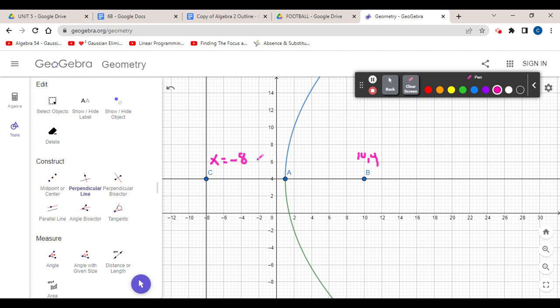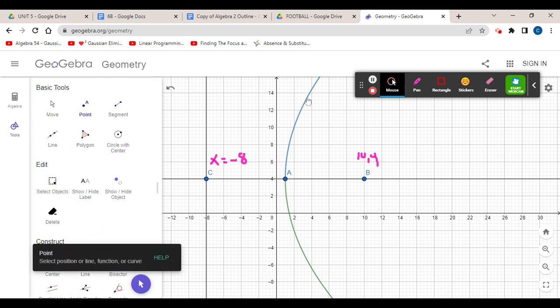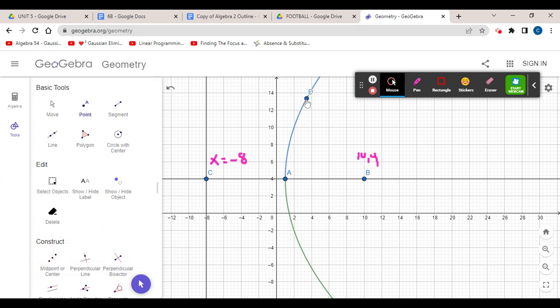Now to prove it, like we kind of did back in the 5B notes, we'll plot a point on this graph. I'm going to go to my geometry tools here and put a point, just right there, point D. Now remember, the rule is the distance from this point D to the focus is going to be the same distance as point D perpendicularly to our directrix.